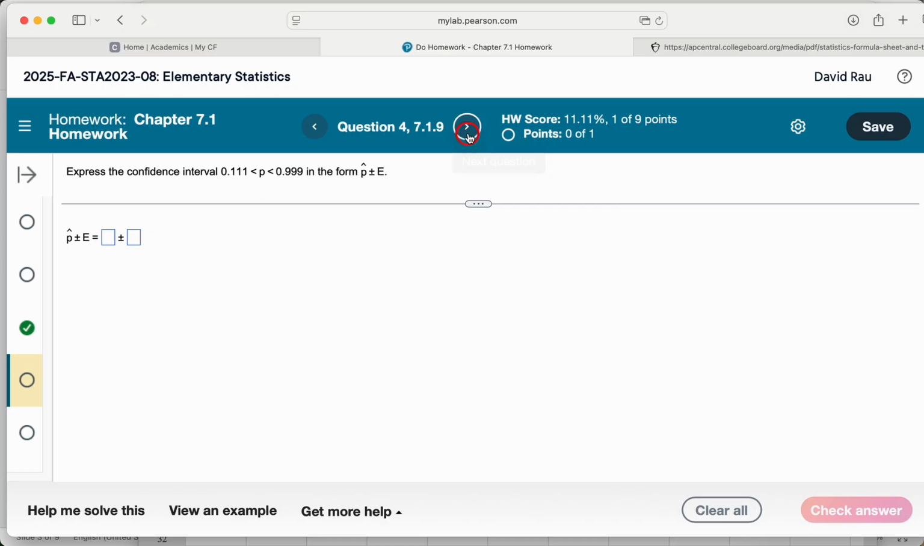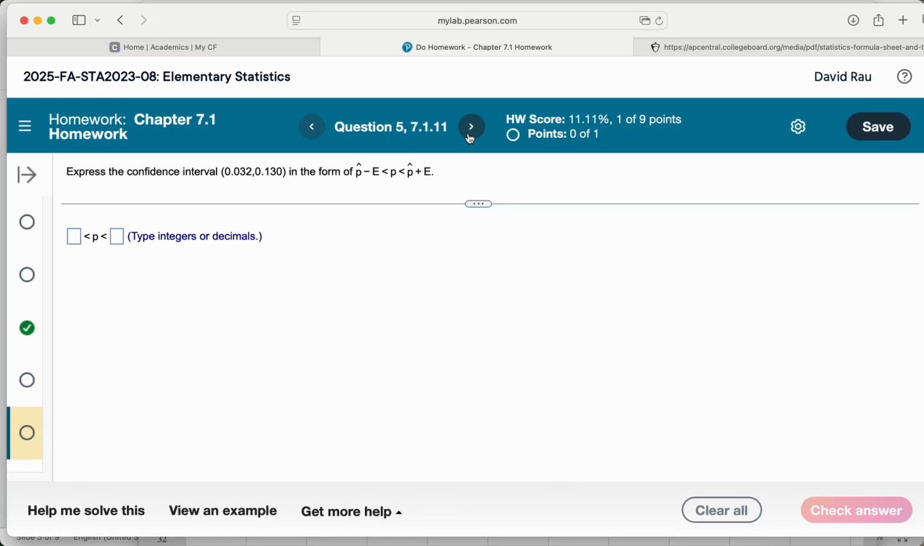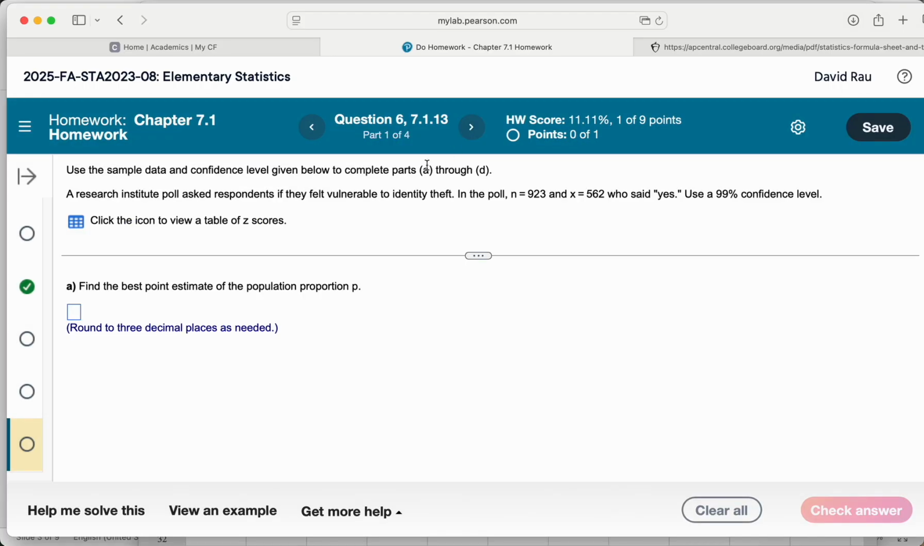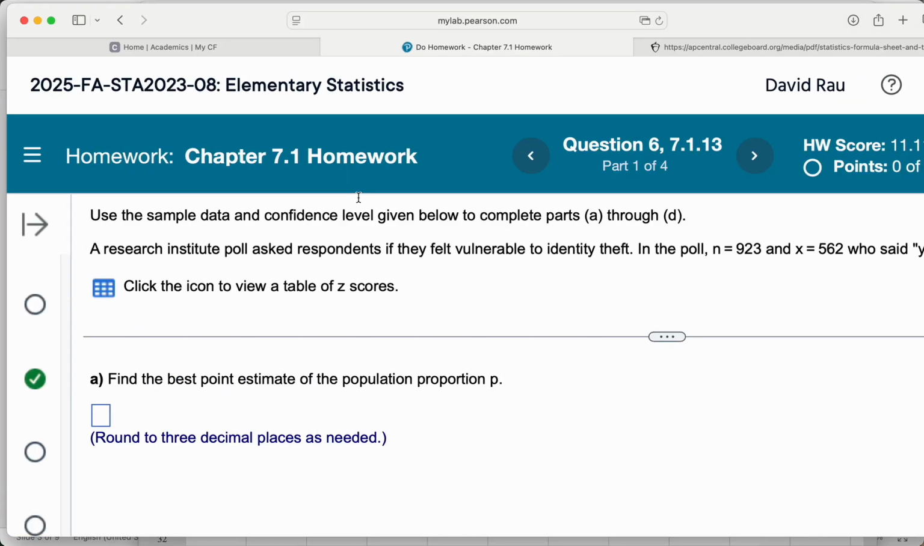This next question I'm going to let you go through on your own. It's actually super, super simple. So is this one. It's just really different ways of writing the same prompt.